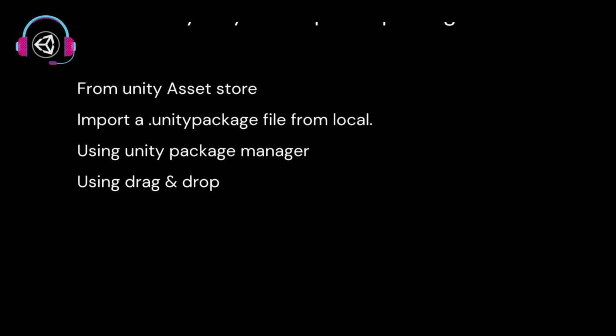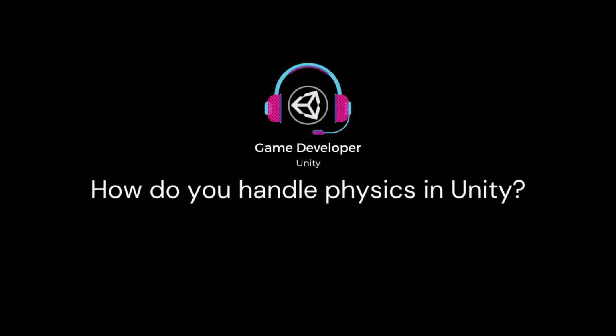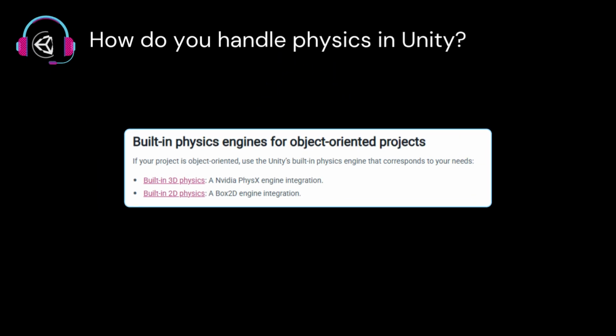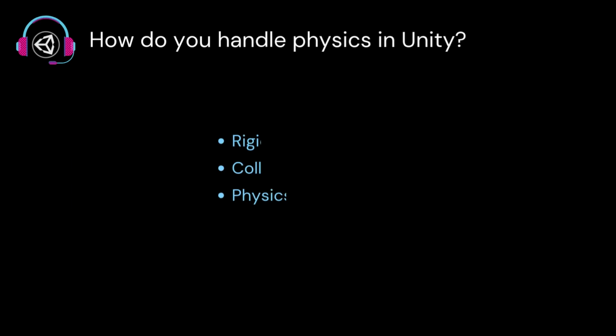Let's move to the next question. How do you handle physics in Unity? Unity uses PhysX for 3D and Box2D for 2D, giving you a powerful built-in physics engine. For working with physics in Unity, we must have these physics components.